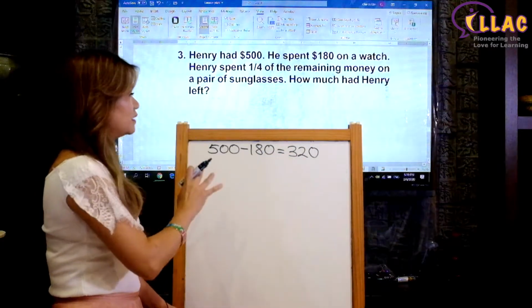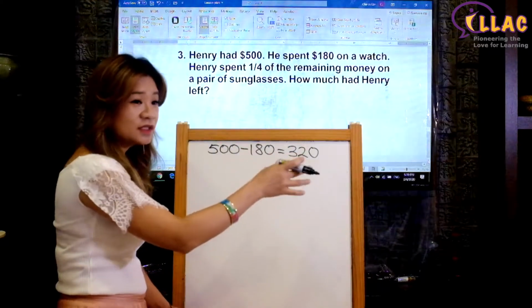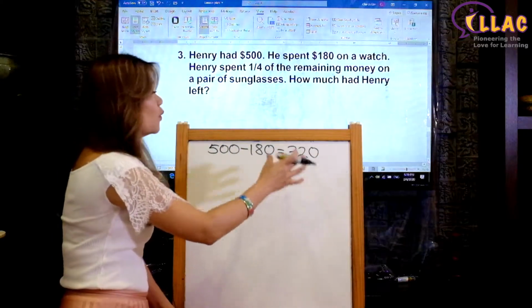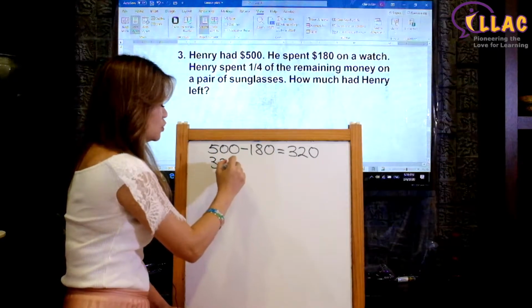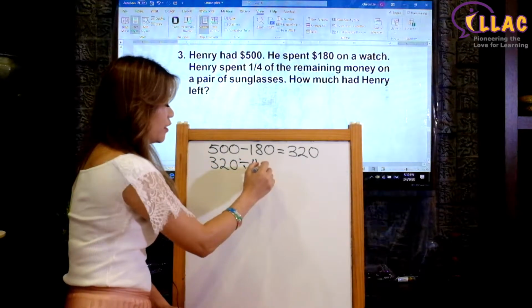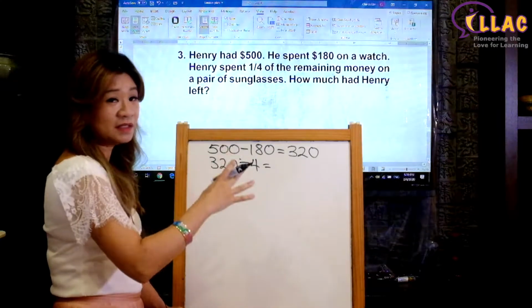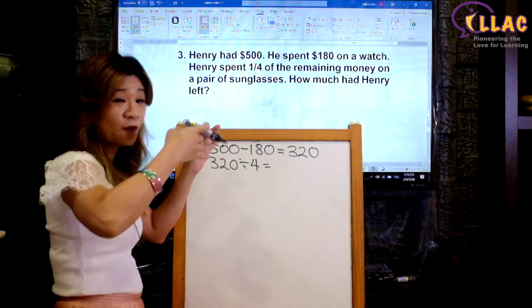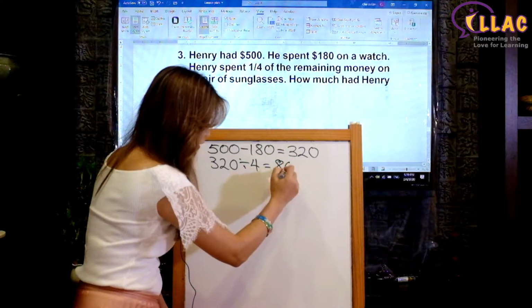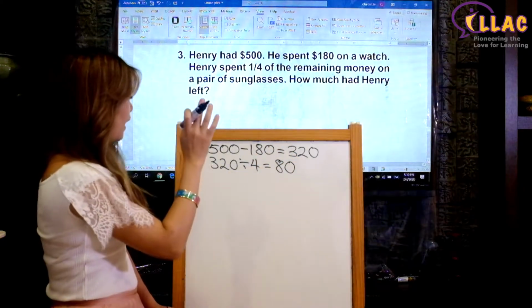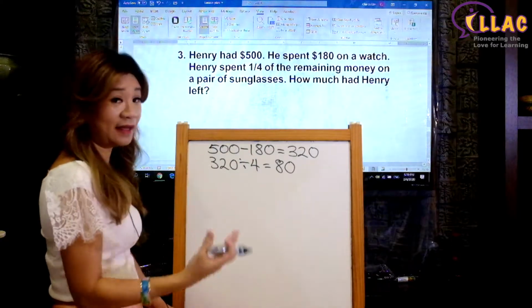Henry then spent 1/4 of this remaining money. So what does that mean? It means this remaining money, you are going to cut it into 4 parts. Why 4 parts? Because 1/4 means that you cut the whole thing into 4 parts. So if you divide by 4, you will realize that the answer is actually 80. How much had Henry left?